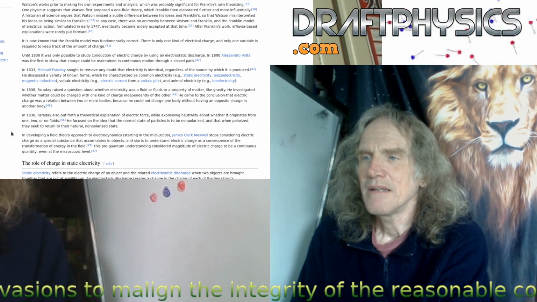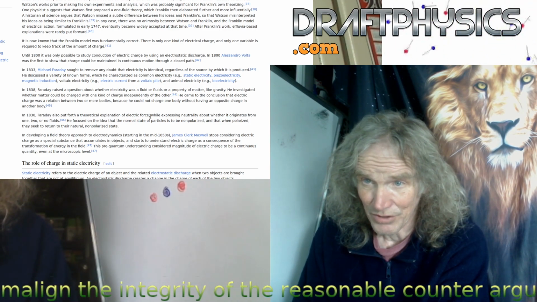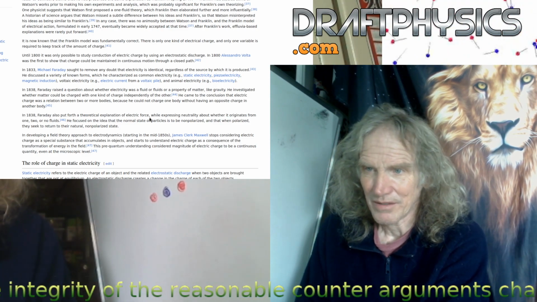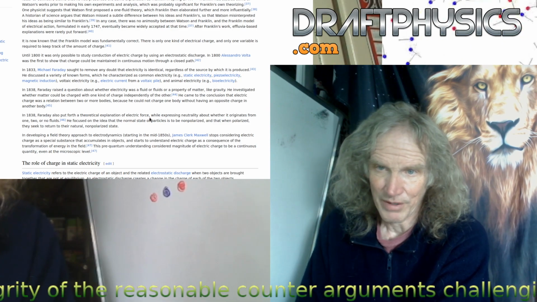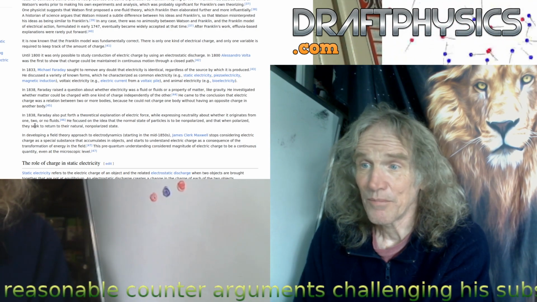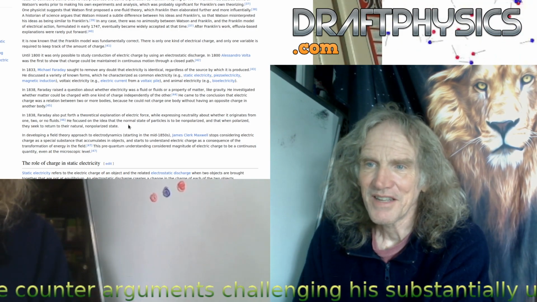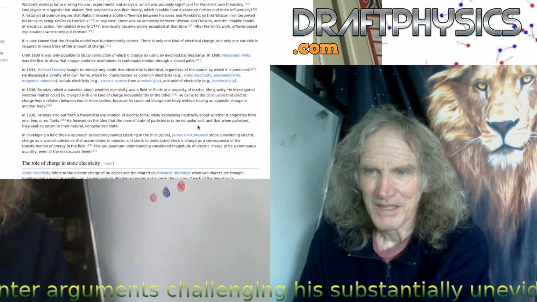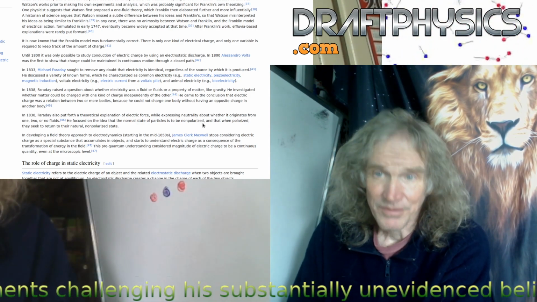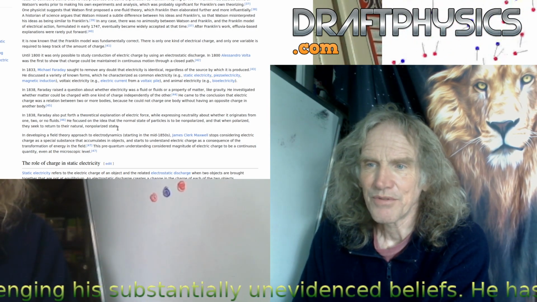All right. In 1838, Faraday also put forth a theoretical explanation for electric charge. Faraday had lots of ideas, by the way, so it's sort of annoying that sometimes they just highlight the ones that were right and they don't point out all the misses, while expressing neutrality about whether it originates from one, two, or no fluids. Okay, so he focused on the idea that the normal state of particles is to be non-polarized. So he's talking about big particles now. And that when polarized, they seek to return to their natural non-polarized state.